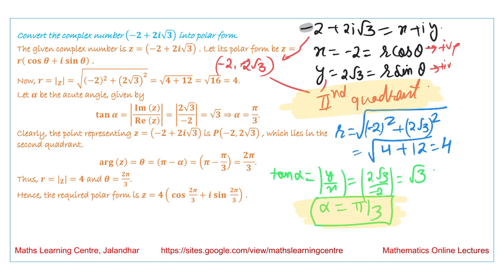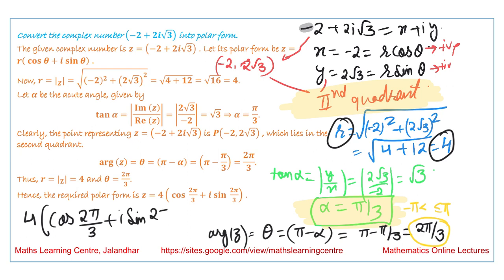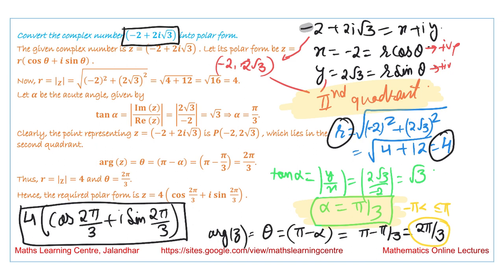We know that the value of theta will be given by pi minus alpha. This will be equal to the argument of z. So that will be equal to pi minus pi by 3, that is 2 pi by 3, and this value clearly lies between minus pi and pi, less than or equal to pi. So the polar form of this number will be, with r equal to 4, 4 into cos of 2 pi by 3 plus iota sine of 2 pi by 3. So this is the polar form of this number, that is minus 2 plus 2 iota root 3.